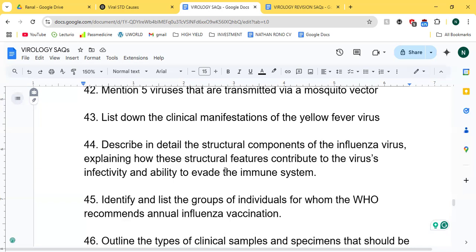So we have the genome, which is the RNA itself. Then what is outside. It has RNA polymerase, its enzymes, then its outer wall, basically the envelope, and influenza has two very specific glycoproteins that you must know. It's not even good to know, must know, because it can come in both SAQs and MCQs, and also spot.